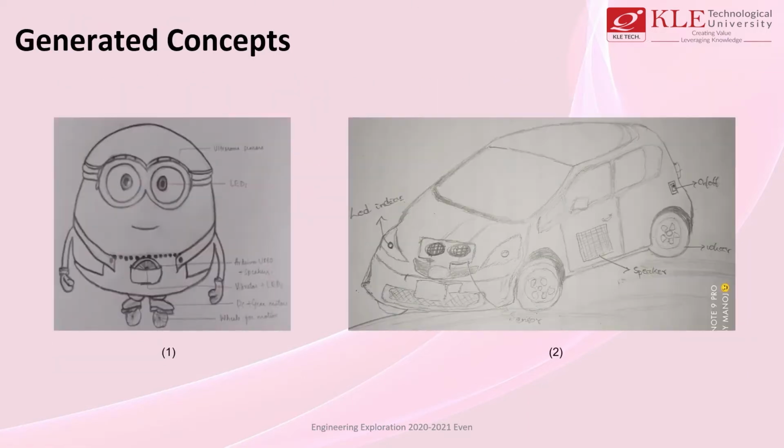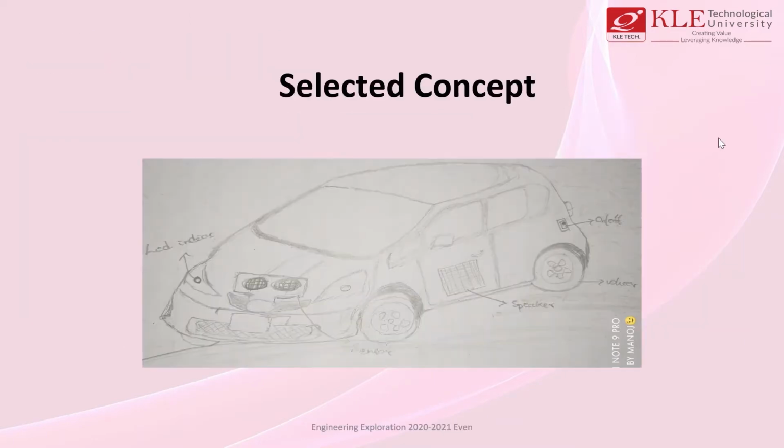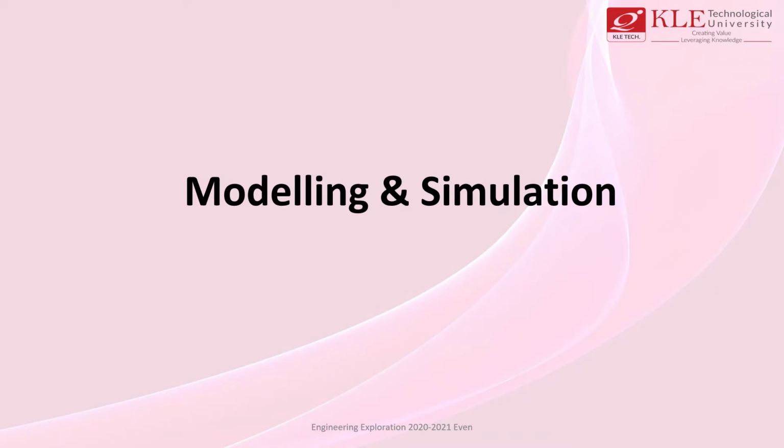These are the 5 generated concepts by our 5 team members. Here is the final selected concept, and this is the best concept because it consists of all the necessities that we had planned and also it consists of all the requirements. Now let us switch to modeling and simulation phase.